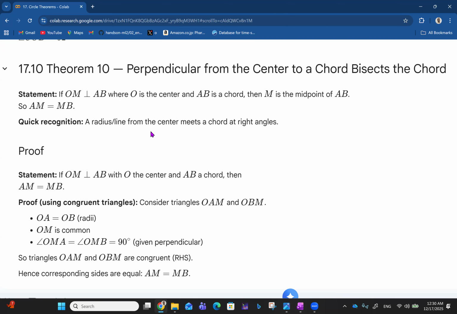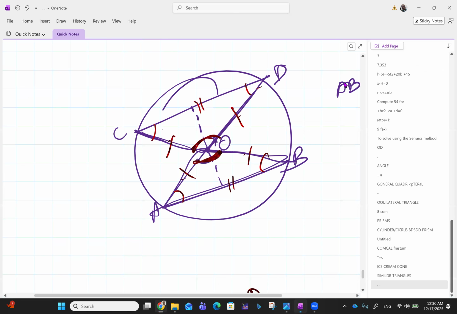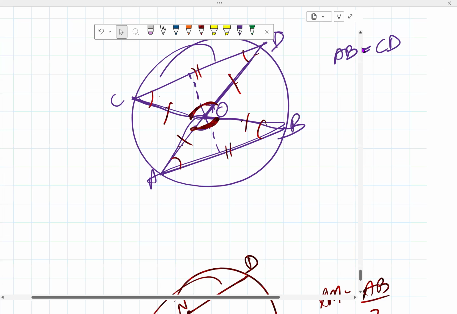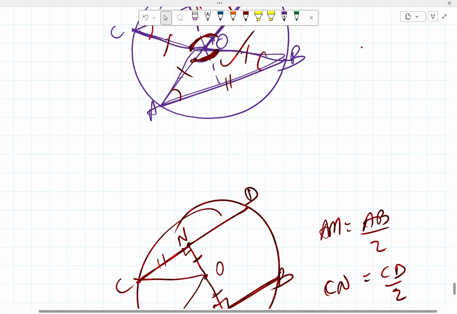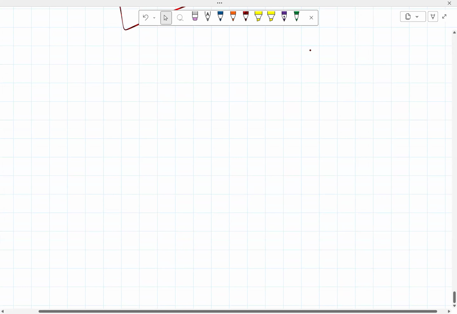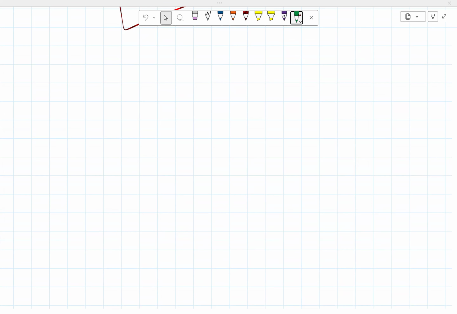So if OM is perpendicular to AB, where O is the center and AB is the chord, then M is the midpoint of AB. So AM is MB. So quick recognition: you have a radius or line from the center which meets a chord at right angles. So look at this now. For theorem 10, I know it carries a bit of resemblance with what we just did, but let's look at that. Theorem 10, perpendicular from center bisects a chord.